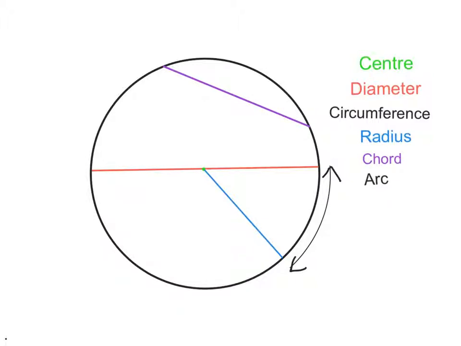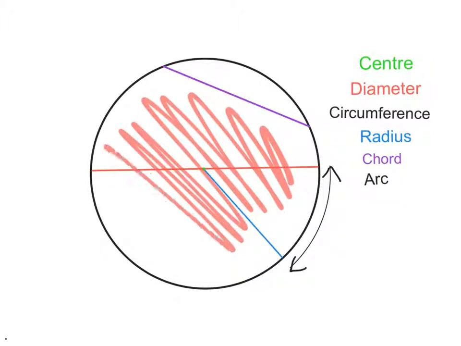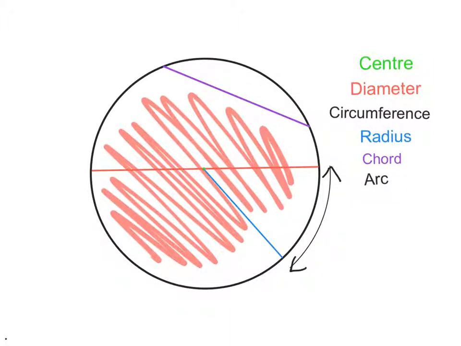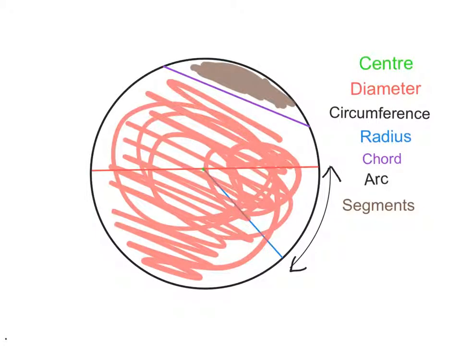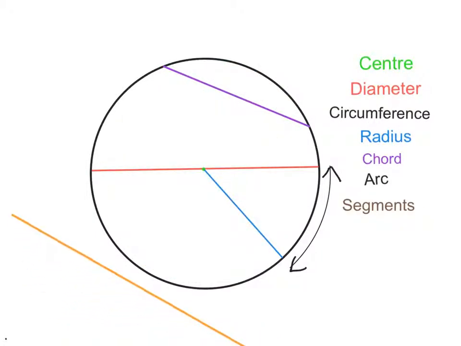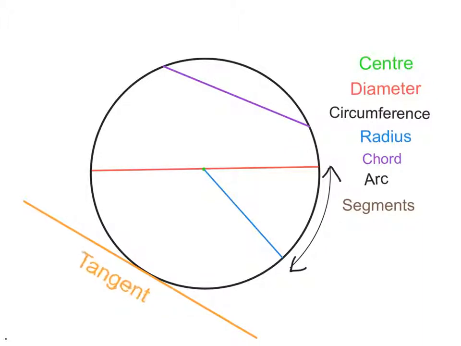The chord splits the circle into two segments, a minor one, shown in brown there, and a major one that I'm scribbling all over in red just here. The final part to cover is a tangent. A tangent is a line that just touches the outside of a circle. You can see it here.